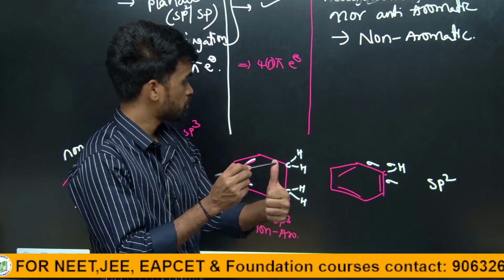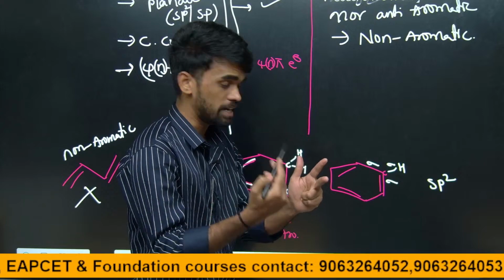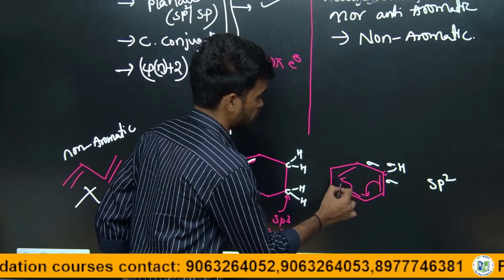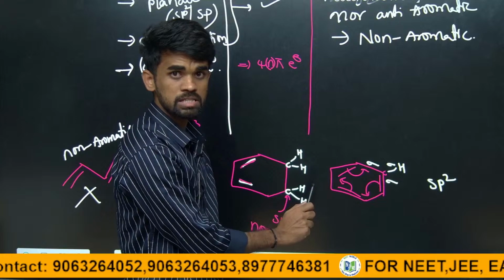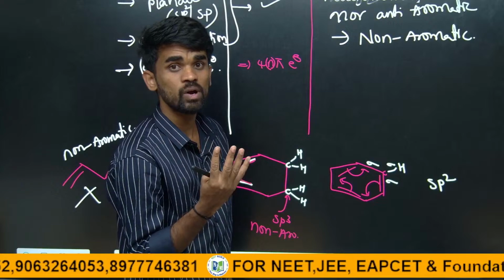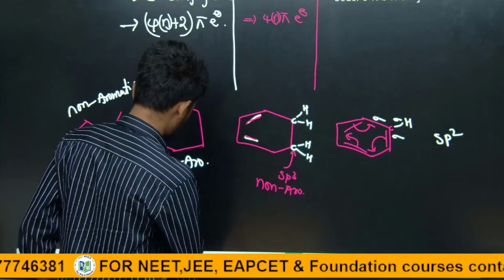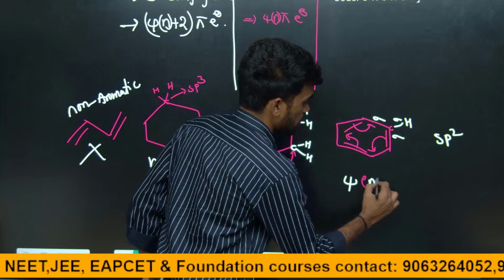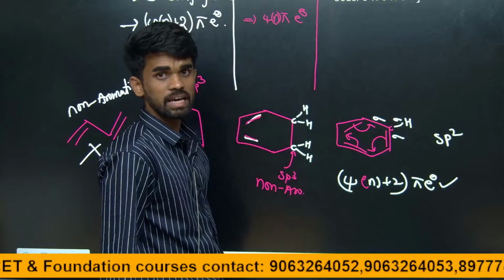Now the compound is cyclic, next it is planar with sp2 hybridization, then next, is complete conjugation there or not? Yes, it can shift over here, over here, and here. So complete conjugation is present. Next, anything to check? Yes, the fourth condition: Huckel rule should be satisfied. Just check whether it is following Huckel rule or not. For aromatic nature, it should have 4n plus 2 pi electrons. If it satisfies this number, then we can say it is aromatic.